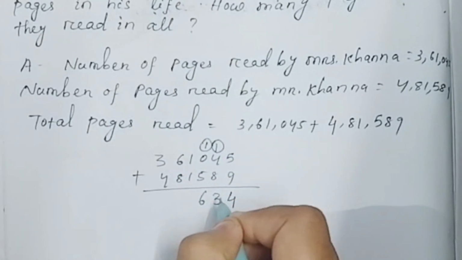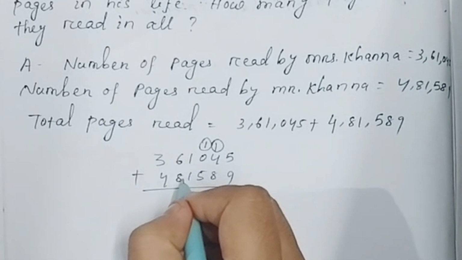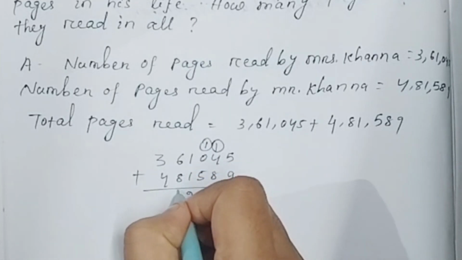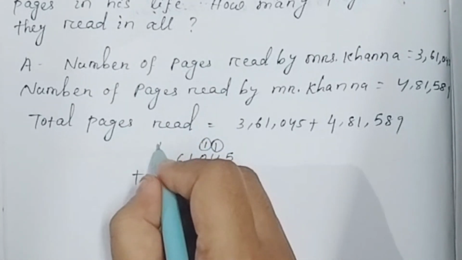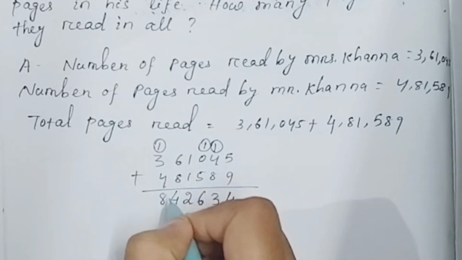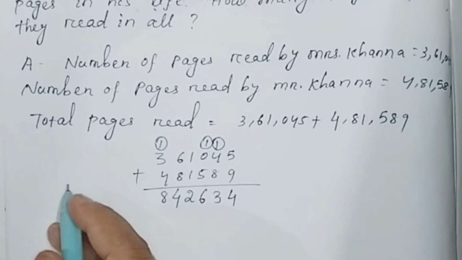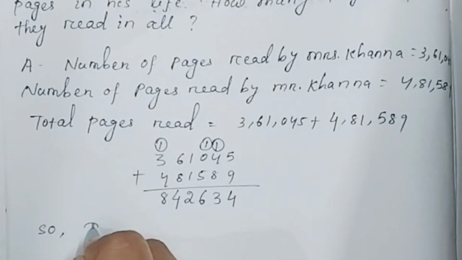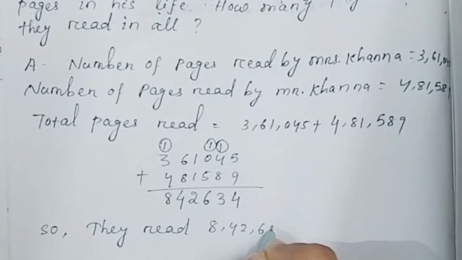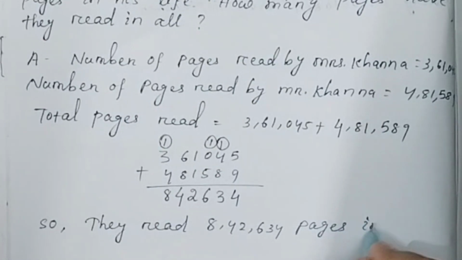1 plus 5, 6. Then comes to thousands place. 1 plus 1, 2. Then next place is ten thousands. 6 plus 8, 14. 4 is in ten thousands place. Carry 1 to the lakh place. 3 plus 1, 4. 4 plus 4, 8. It's 8,42,634. So they read 8,42,634 pages in all.